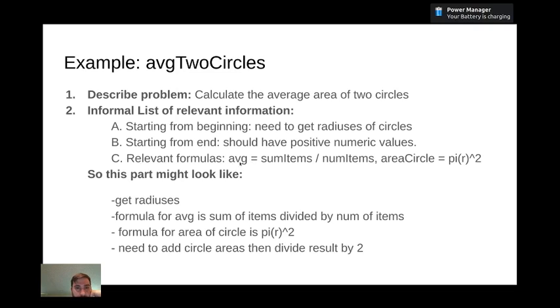And then finally, relevant formulas. We have our formula for average, which is the sum of our items divided by the number of items. And then we have the area of a circle, which is pi times r to the power of 2, pi r squared. So this might look like this. We're going to get our radiuses. We've got our formula for the average. We've got our formula for the area of a circle. And we need to add the circle areas, then divide the result by 2. Notice this is very informal. We're just getting the idea, and we're still very rough, right?